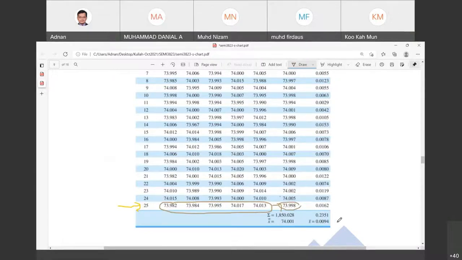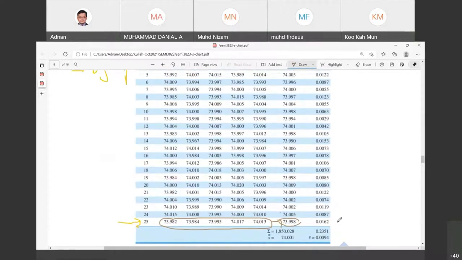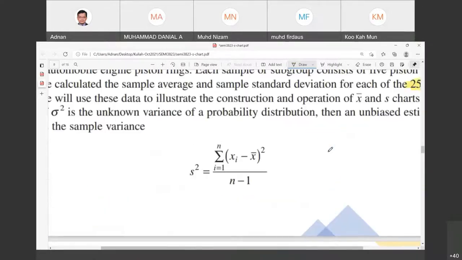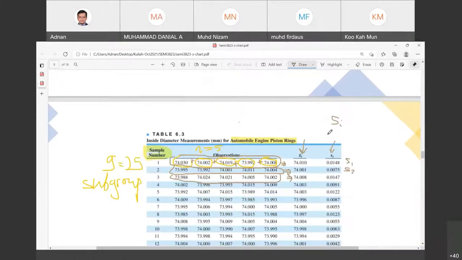Because we are now using X bar and S. Okay. So how to get S? Okay, this is standard deviation. S_i, meaning that this is S1, this is S2, and so on. So the S is given by this formula. This is how to get the S, which is the standard deviation for those 5 samples.